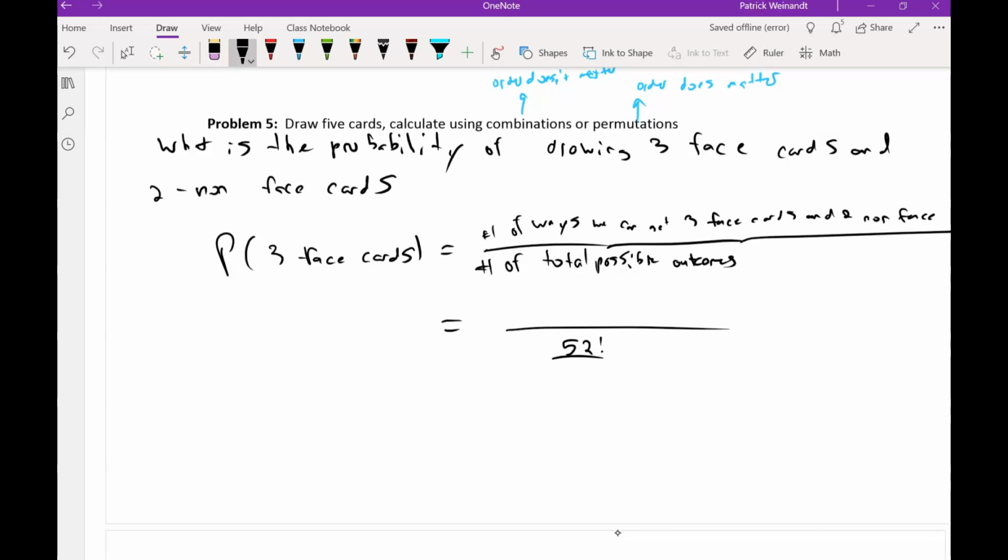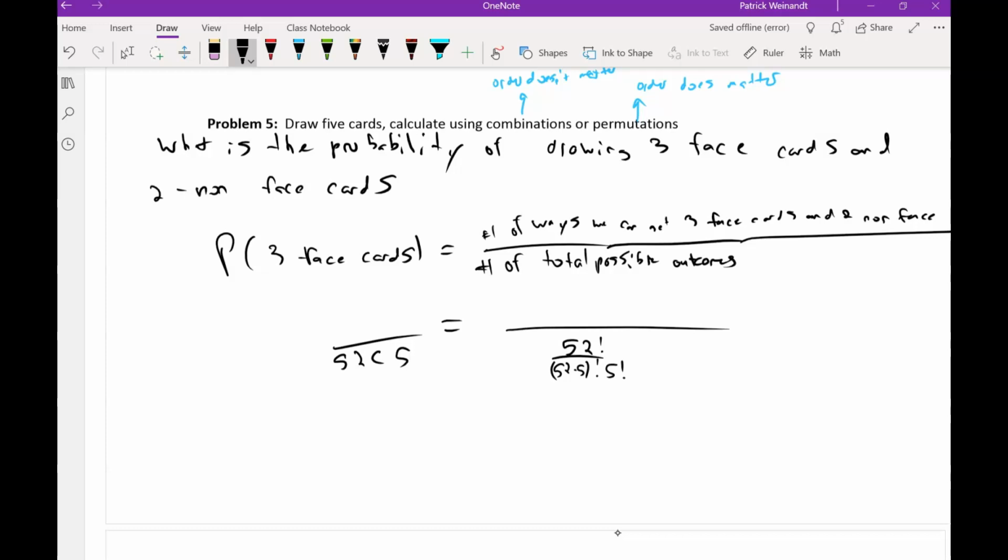Okay? Or we know that 52 choose 5 as a combination is the same as doing 52 factorial over 52 minus 5, factorial times 5 factorial. Okay, now what's going to go in the numerator? This is where we have to get creative.